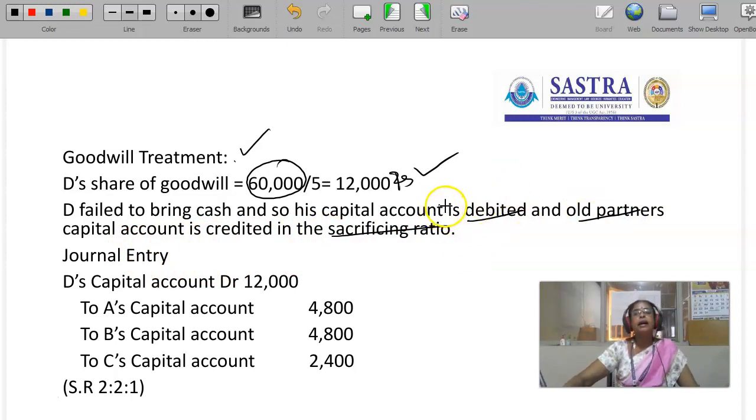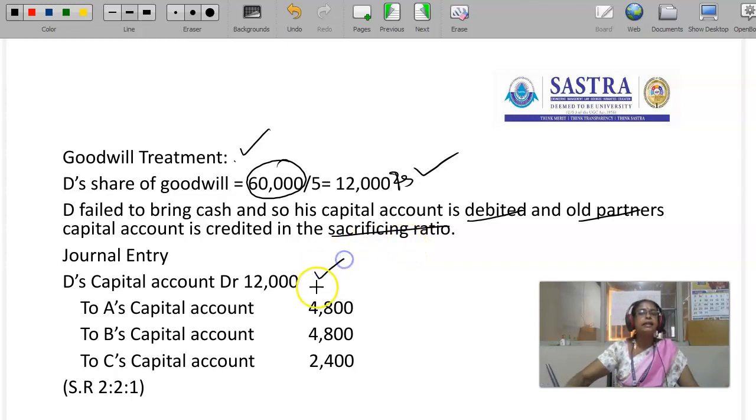Why do we debit and credit the capital account? Because in this problem, the firm follows the fluctuating capital method, not the fixed capital method. If a firm follows the fixed capital method, then instead of the capital account, we have to debit and credit the current account of the partners.